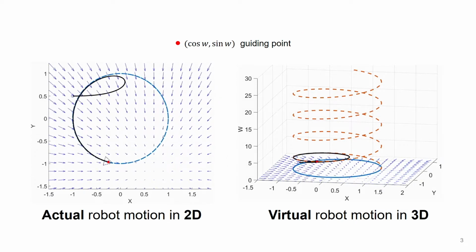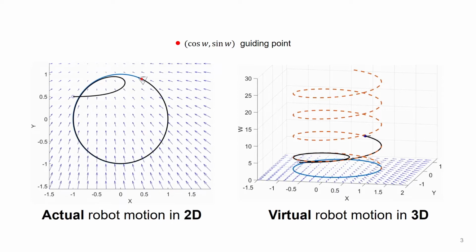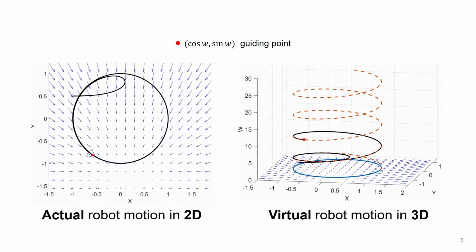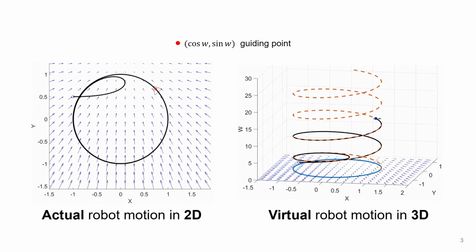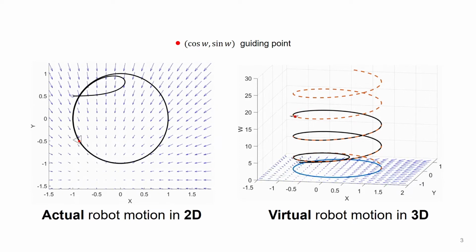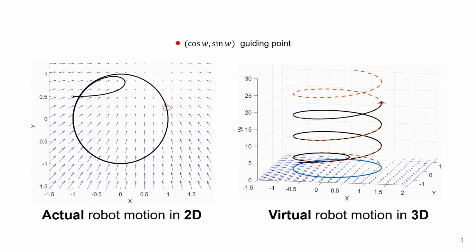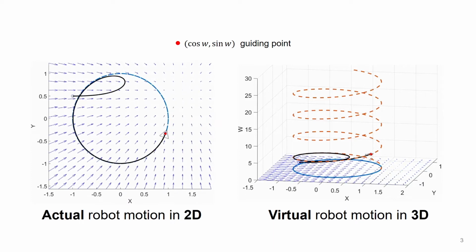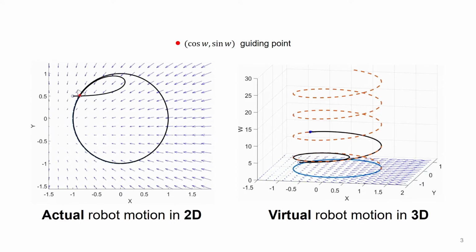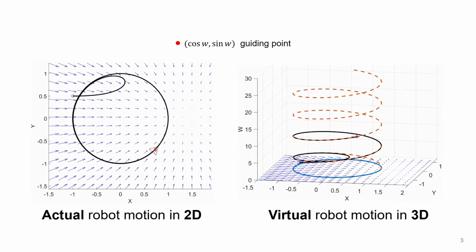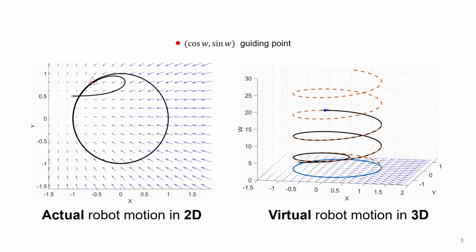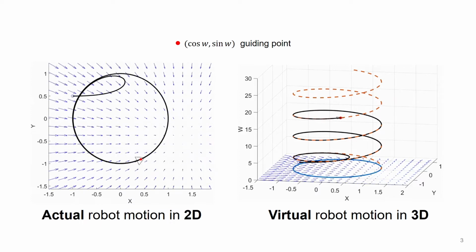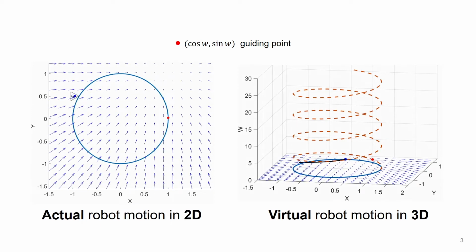Now we show how to use the new dynamic vector field in practice. On the left is the actual robot motion in the 2D XY plane, and on the right is the virtual robot motion in the 3D space, where the W-axis is the additional dimension of the space. The red points represent cosine W, sine W, which reflects how W changes. This point is different from a trajectory point in trajectory tracking, but we omit the details. We can see that the vector field is dynamically changing as the position of the robot changes. This dynamically changing vector field is actually the projection of the 3D vector field, and the 2D motion is the projection of the 3D motion on the right.